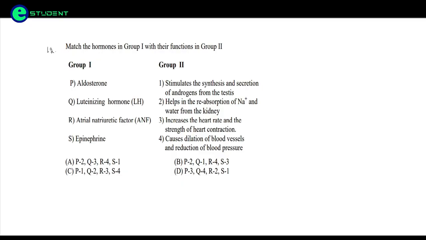Aldosterone, we know this helps in the reabsorption of Na plus and water from the kidney. So aldosterone is 2. Luteinizing hormone, we know it stimulates the synthesis and secretion of androgens from the testes. Atrial natriuretic factor causes the dilation of blood vessels and reduces the blood pressure. And epinephrine, we know that epinephrine always increases the heart rate. So here is the 3. So P is 2 here, and Q is 1 here. So B is the correct option.